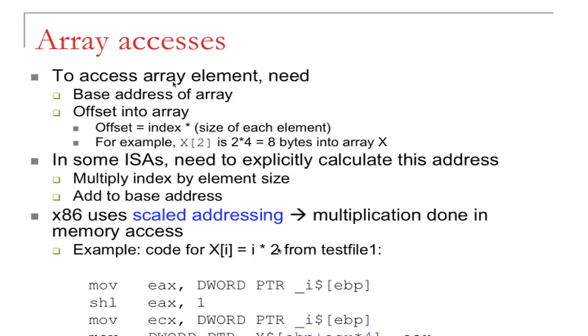Don't confuse this I times 2 with I times 4. This I times 2 is the value we want to put in, whereas this I times 4 is the location of that variable.